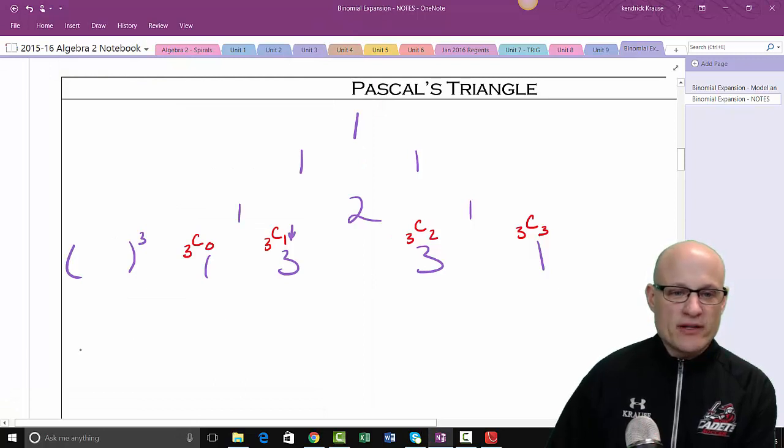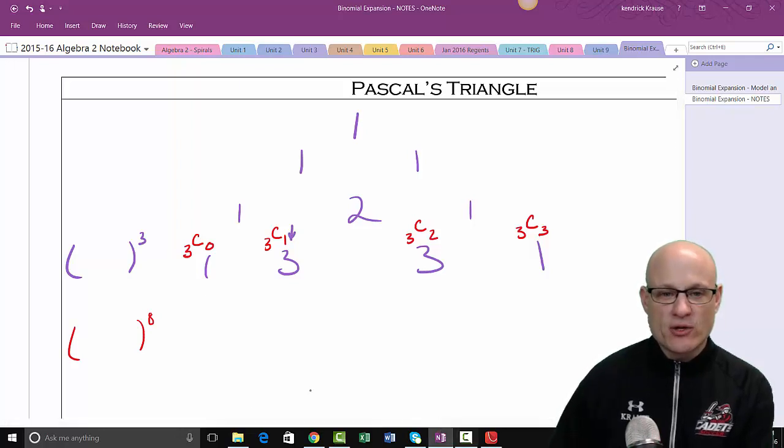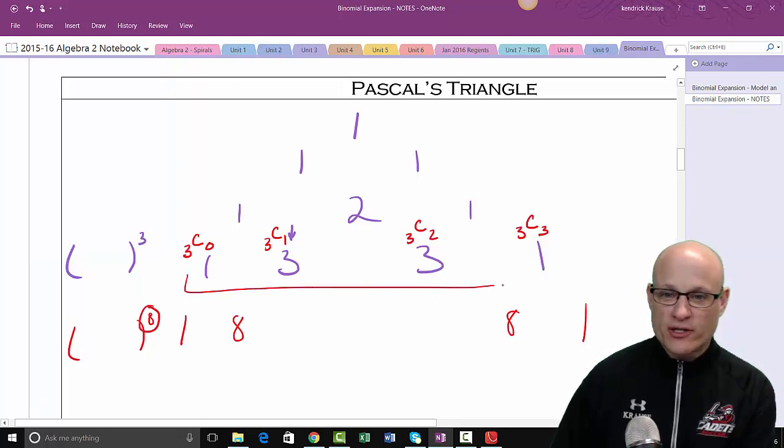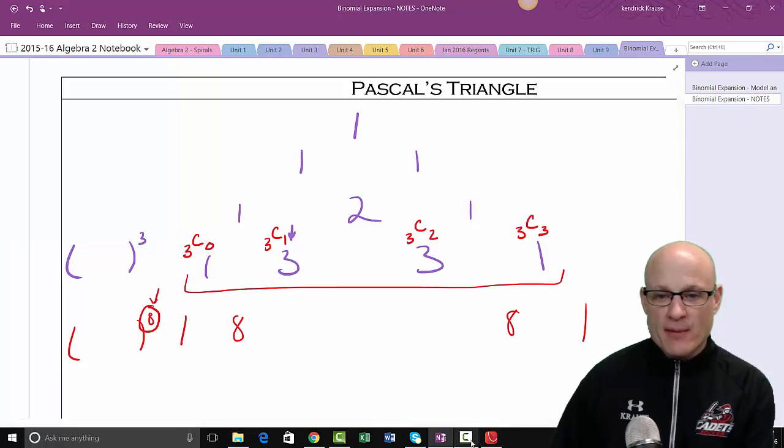So let's say I wanted the 8th row. Now, here's the thing. It's going to begin with 1. It's going to end with 1. This is going to be 8, and this is going to be 8. And there should be 9 things. Remember, it's always one more. See how there's 4 here? It's always going to be one more than the number you have.